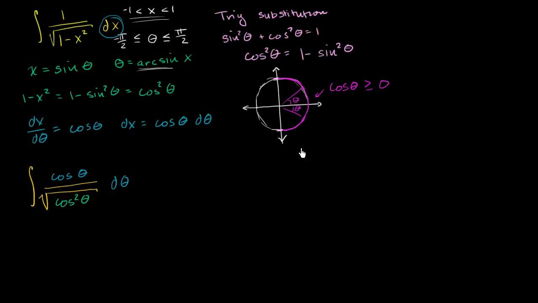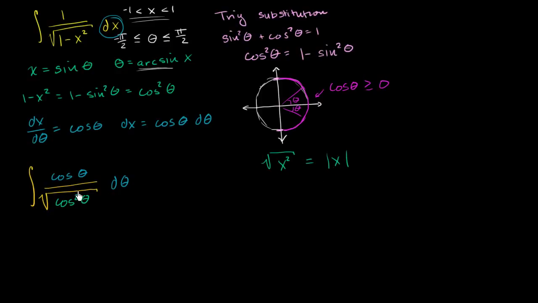Now we have to be careful here. If I have the square root of x squared, this is equal to the absolute value of x. If x is positive, this is just going to be equal to x. 3 squared, the principal root of that is just positive 3. If x is negative, if you have negative 3 squared, that goes to positive 9, you take the principal root, you get positive 3. So you're essentially taking the absolute value of x.